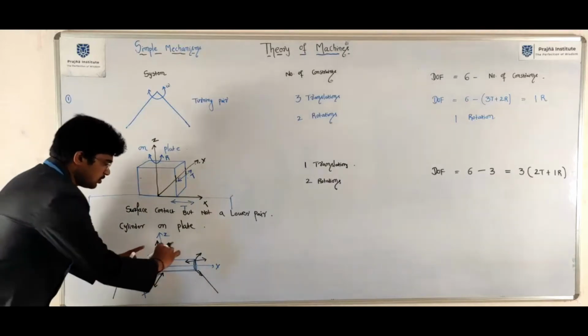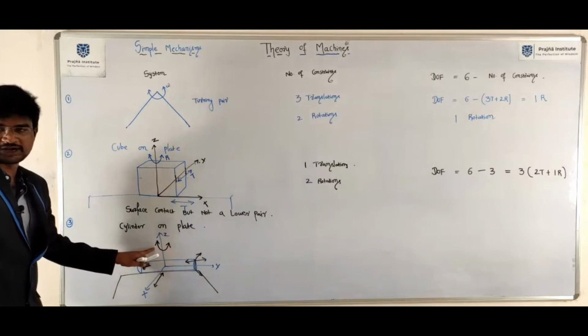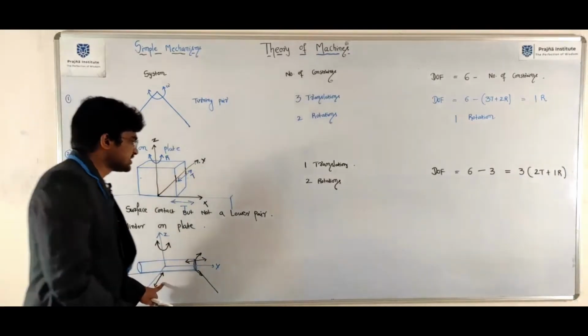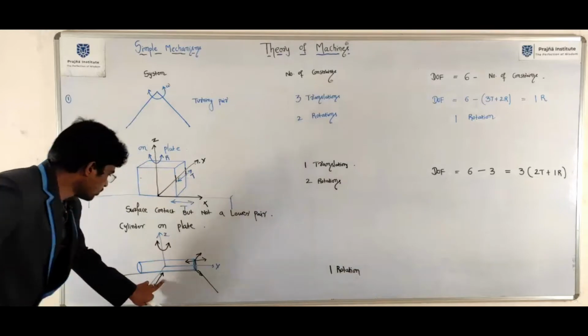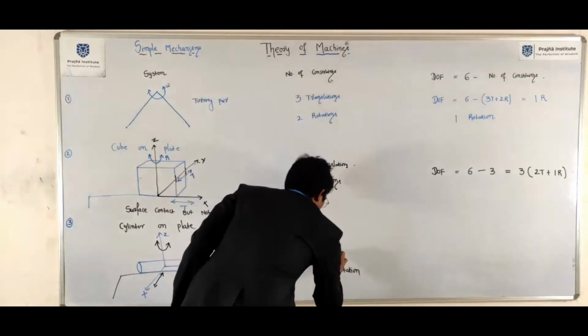Here translation is allowed, and both rotations are allowed. Here only rotation is allowed. How many motions are restricted? One rotation is restricted here, and one translation. Correct?